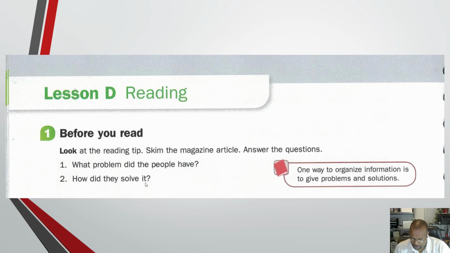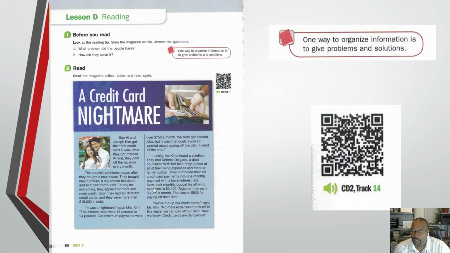Number 2, how did they solve it? They met with a debt counselor and made a budget. They also combined their 6 credit card payments into one monthly payment. So that's what I got. Hopefully you got the same thing or something similar. If not, please go over this and read it again and see if you can find those answers in this passage.